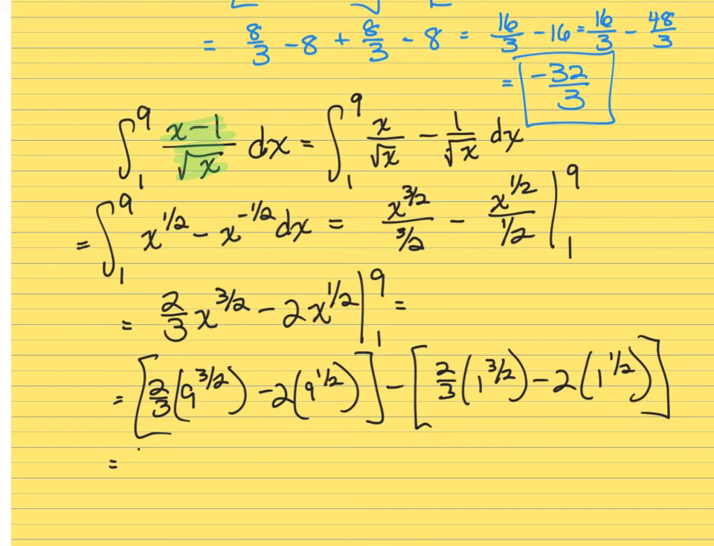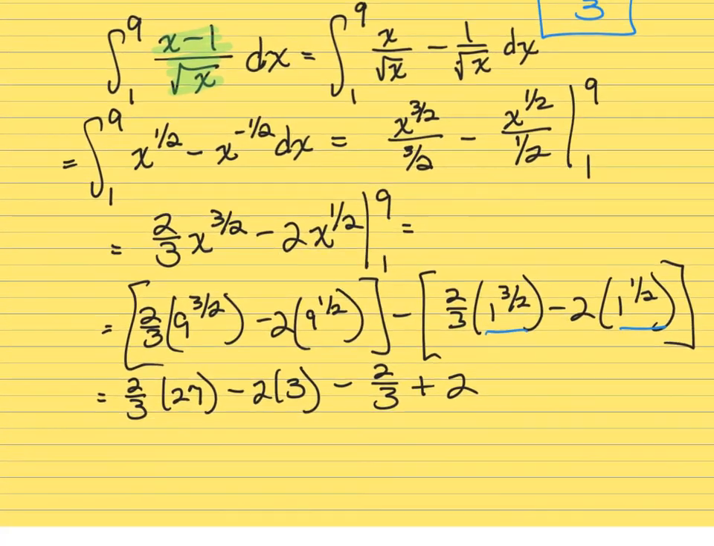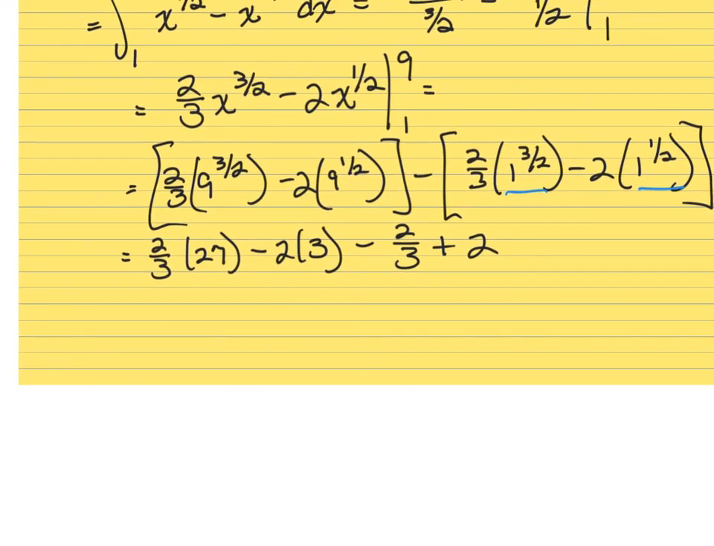So it's going to be 2/3. The square root is 3, cubed is 27. Minus 2 times, of course, 9 to the 1/2 is just the square root. And then minus 2/3 plus 2, right? Because both of these are just 1. So it's 2/3 minus 2, or distribute the minus through: minus 2/3 plus 2. Continuing this, we get 2/3 times 27, I think, is 18, minus 6, minus 2/3 plus 2.